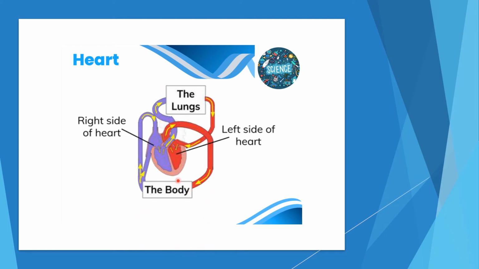Now, as I told you, our heart can be divided into the left side and the right side. The left side of the heart always carries the oxygenated blood. The oxygenated blood means the blood which is rich in oxygen, and the right side of the heart has the deoxygenated blood, which means the blood which is not rich in oxygen. Always remember this, that the left side has the oxygenated blood and the right side has the deoxygenated blood.